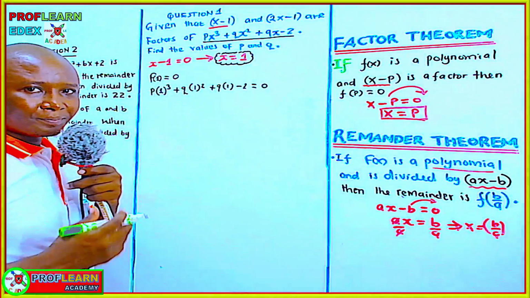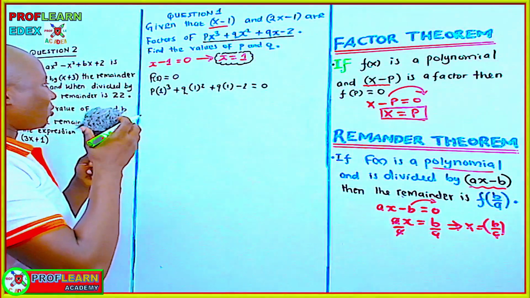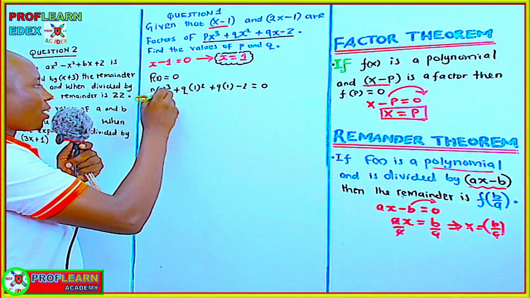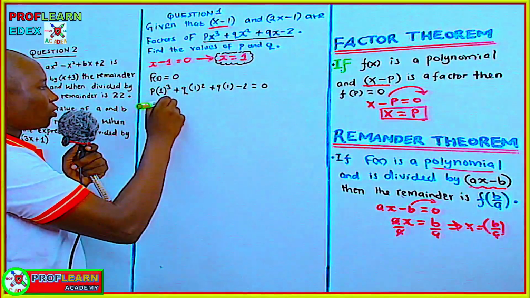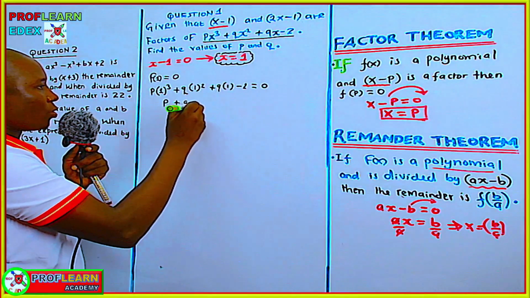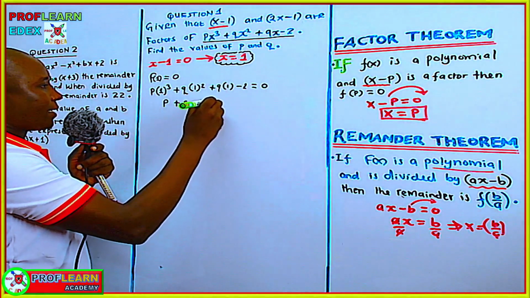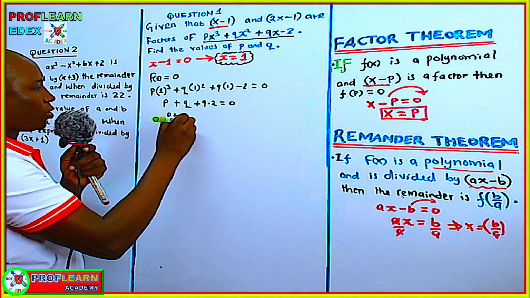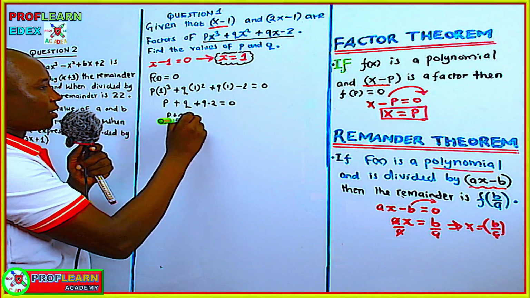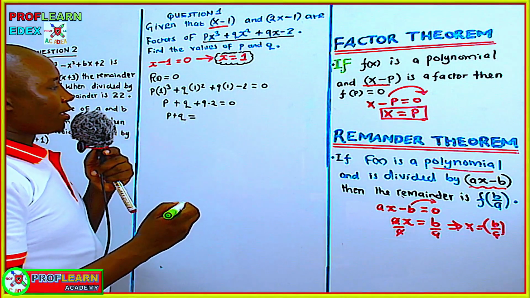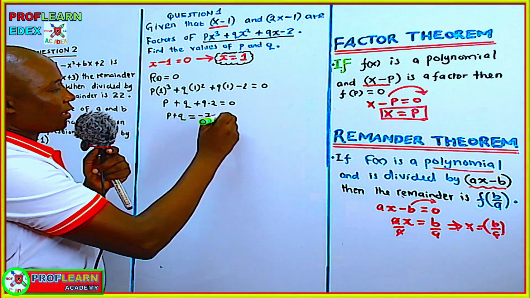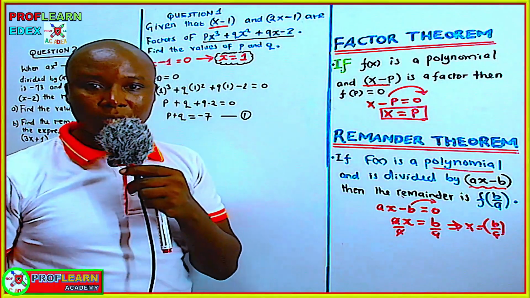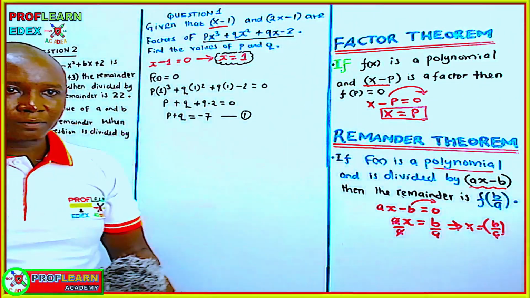So meaning we are going now to solve this and try to simplify it. 1 raised to power 3 is 1, so this is going to be p plus q plus 9 minus 2 is equal to 0. P plus q is equal to what? This is going to be equivalent to -7, and that forms our equation number 1, which we are going, of course, to solve.